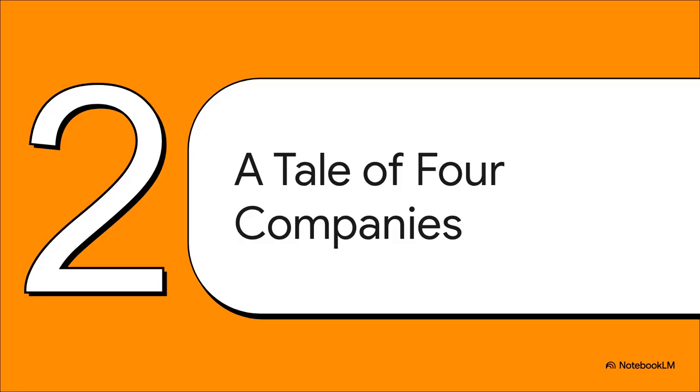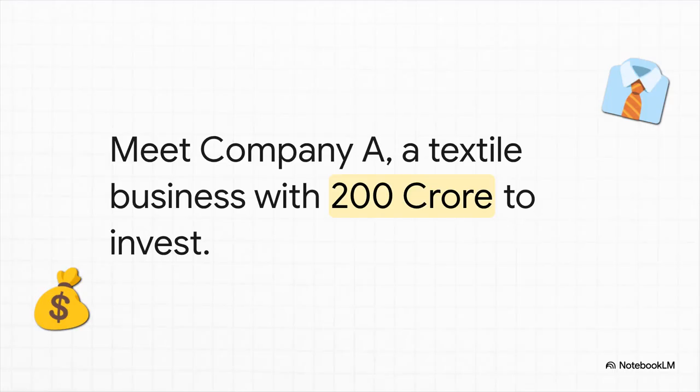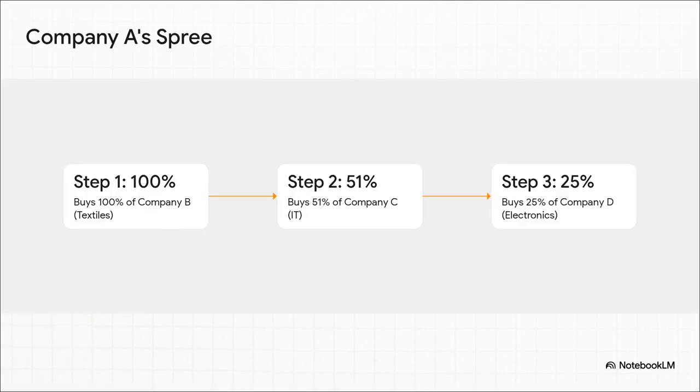All right, that's the textbook stuff. But the best way to really get this is with a story. So let's make this real with a quick example. Let's meet our main character, Company A. It's a successful textile business, and it's sitting on a pile of cash, 200 crore to be exact, and it's decided to expand by investing in some other companies.